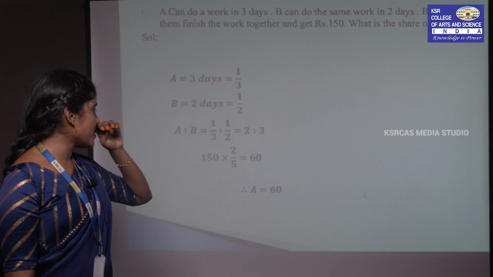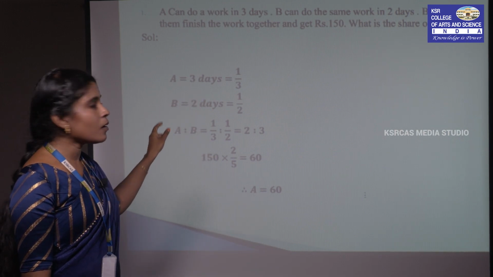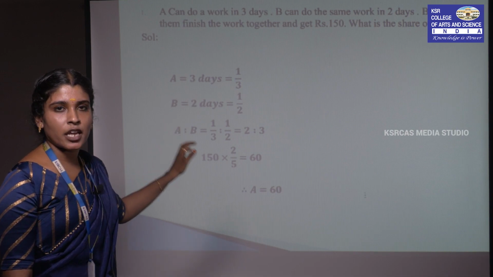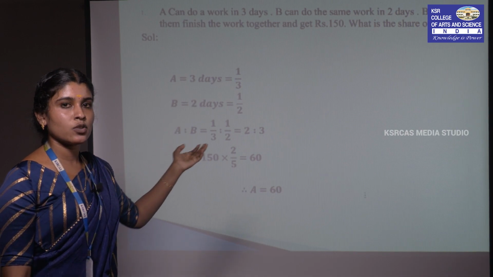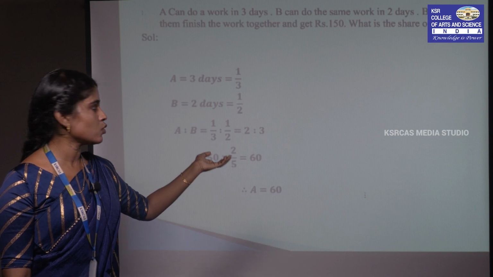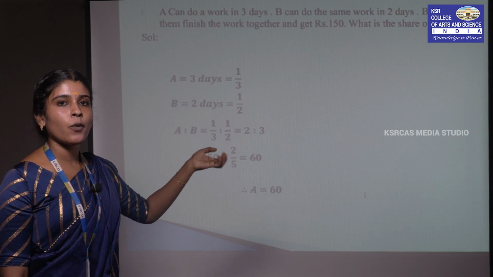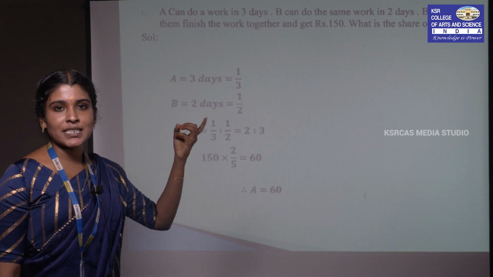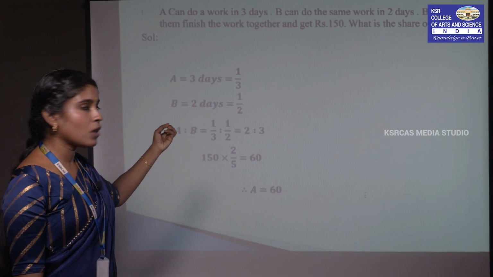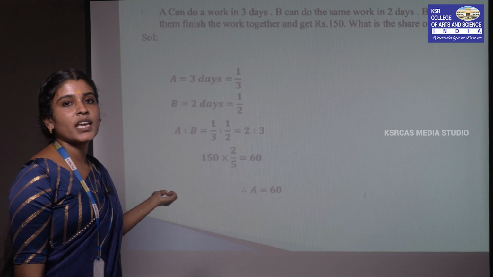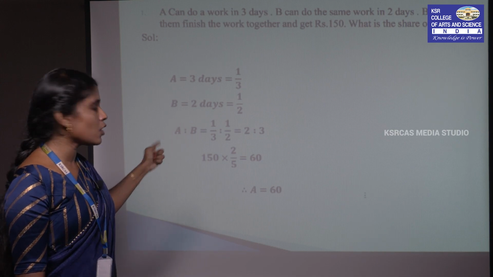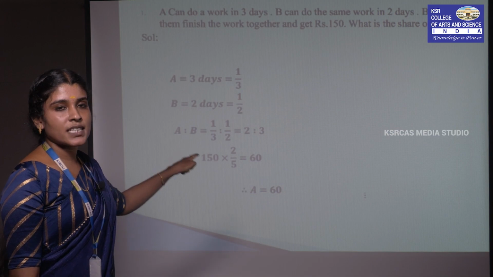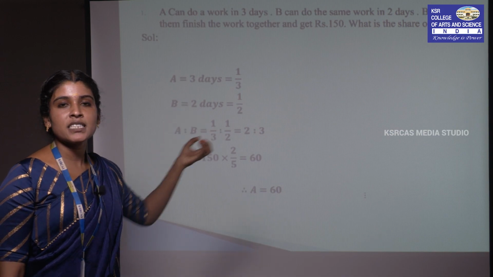A's share means the overall working part is the sum of the ratio. Here the ratio is 2 is to 3, so the sum of the ratio is 5. So the overall working part is 5. The question asks you to find A's share. So A's working part out of 5 is 2. So we can write 2 by 5 into 150 equal to 60. So A's share is 60 rupees.